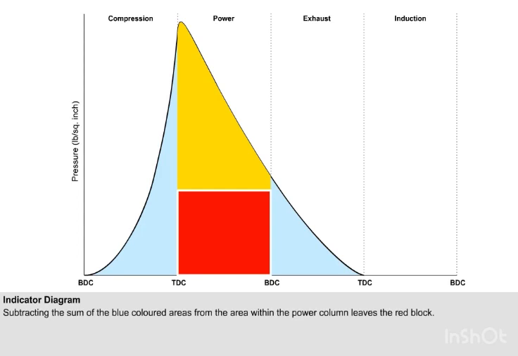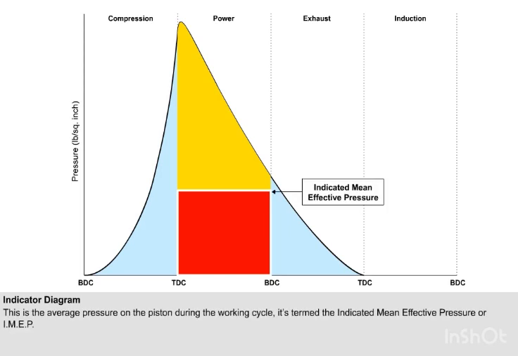Subtracting the sum of the blue coloured areas from the area within the power column leaves us with the red block. This is the average pressure on the piston during the working cycle. It's termed the indicated mean effective pressure, or IMEP.